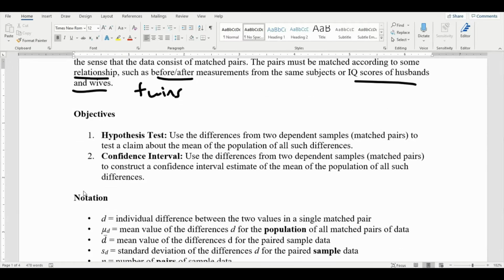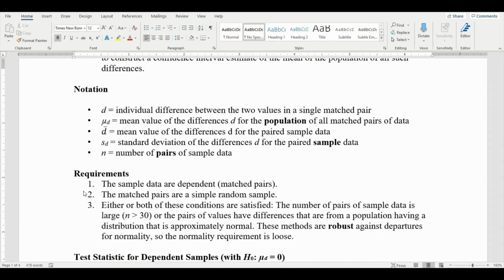And so some of the notation we'll be using, D represents the individual difference between the two values. And we'll find that with the graphing calculator. And then if you see mu D, that's the mean value of the differences for the population of all the matched pairs of the data. So D bar is the mean of the differences for the paired sample data. So this is for the sample. And then this D is once again for the sample data.